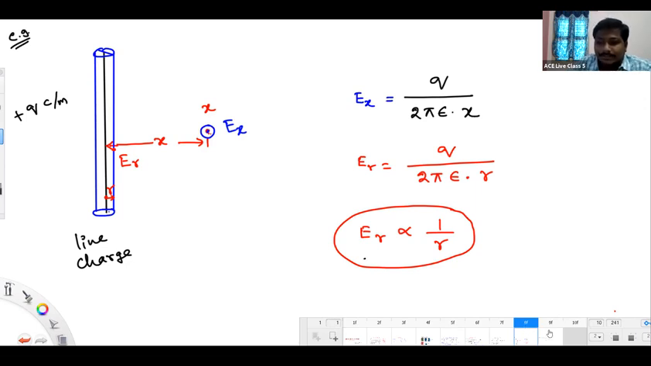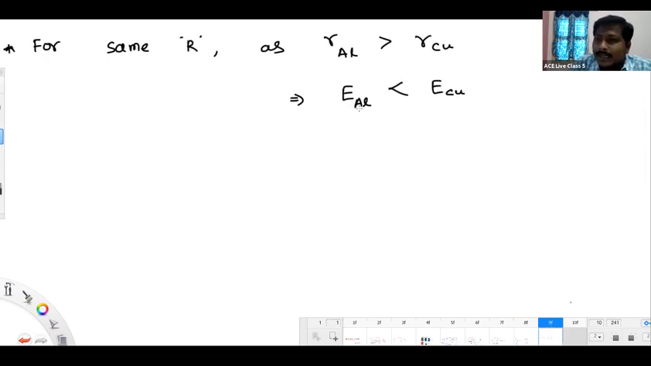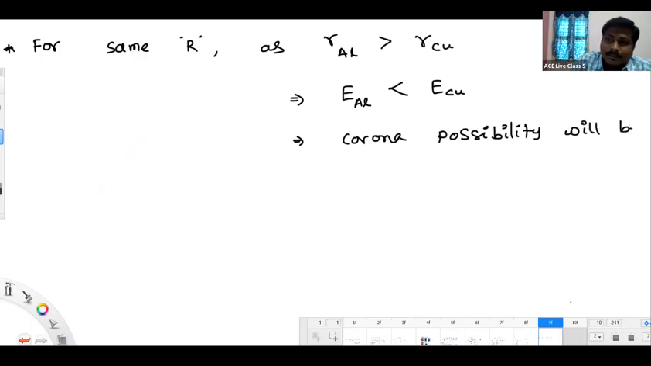So as the electric field intensity on the aluminum conductor is less compared to copper, the corona possibility will be less for the aluminum conductor compared to the copper conductor.